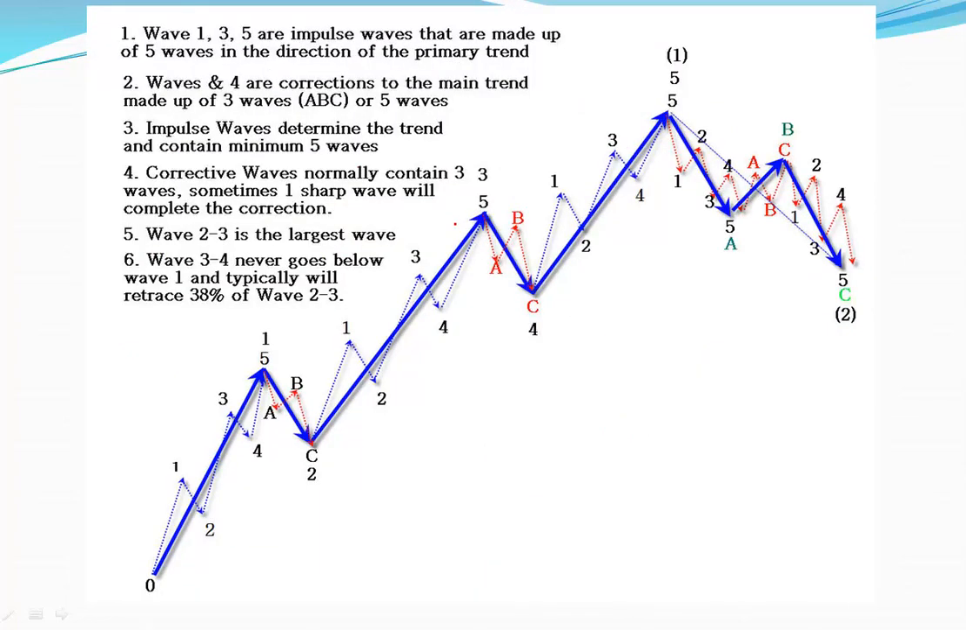Okay, it looks confusing. Let's break it out and take a look at really what we're looking at here. In a 5-wave market, you have 0 to 1, 2, 3, 4, 5. Okay, you see that pattern. After you have your fifth wave, typically you'll get an A, B, C corrective wave.